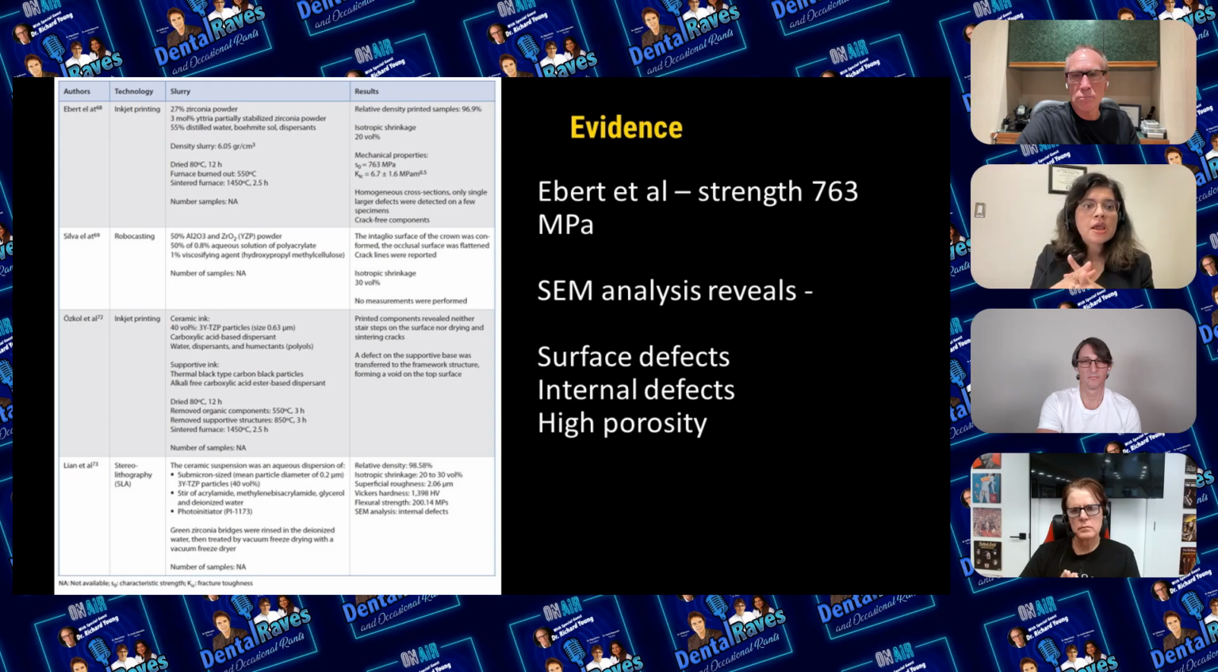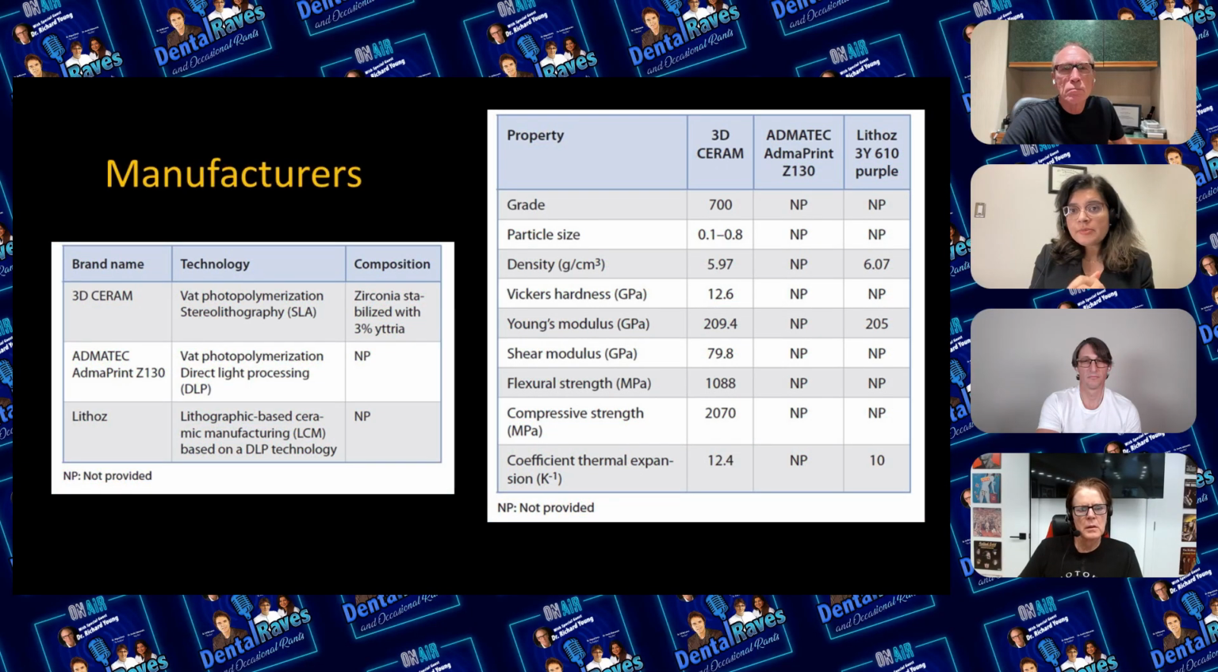Some of the manufacturers that fabricate 3D printed zirconia are 3D Ceram, Admatec, and Lithoz. The properties of these materials have been listed by some of the manufacturers, where we're looking at a particle size between 0.1 to 0.8, and flexural strength as high as 1,000 for some of the materials, and some of the materials are reporting 700. Again, this is manufacturers' reported data.